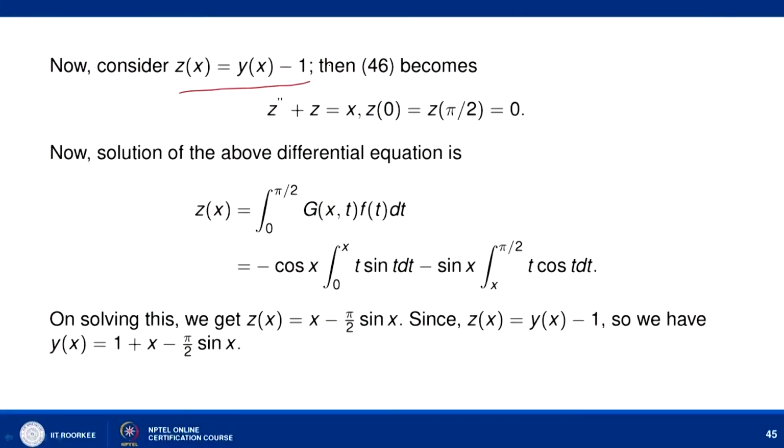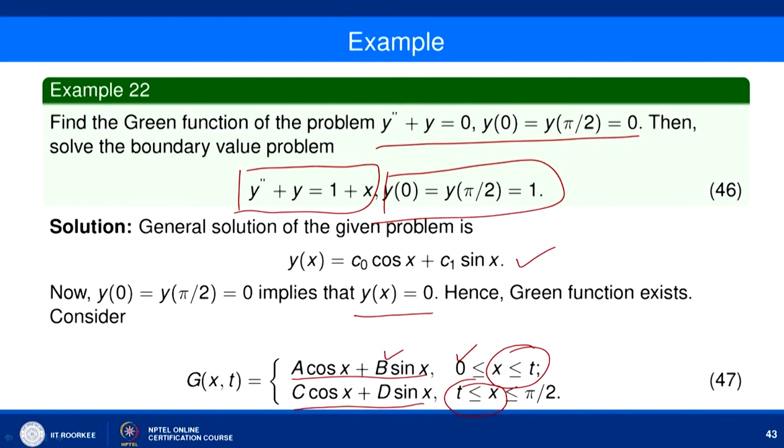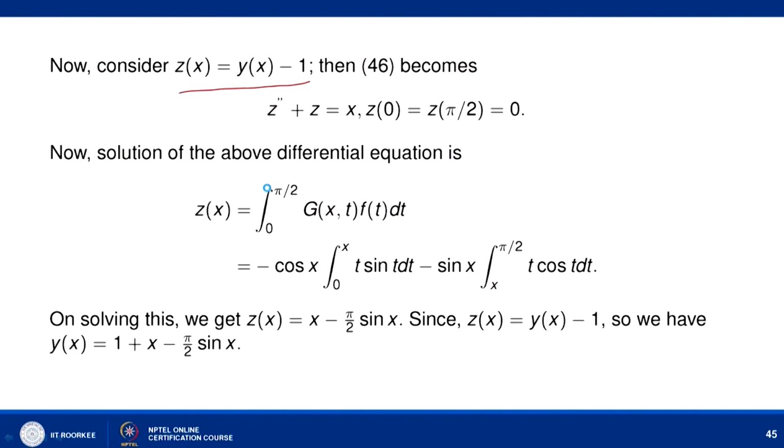Now, with the help of this, we reduce our non-homogeneous problem, that is y double dash plus y equal to 1 plus x, and these boundary conditions are already fixed. Now, z of 0 equal to 0 and z of pi by 2 equal to 0, and if you fix this, then you have z double dash plus z equal to x.